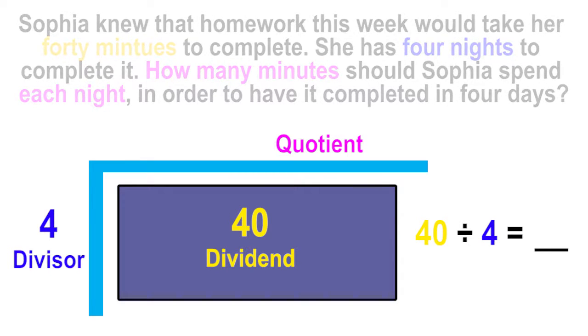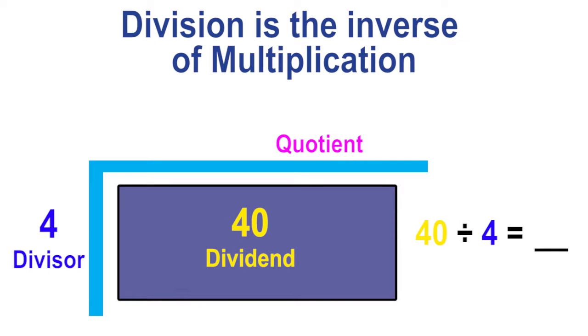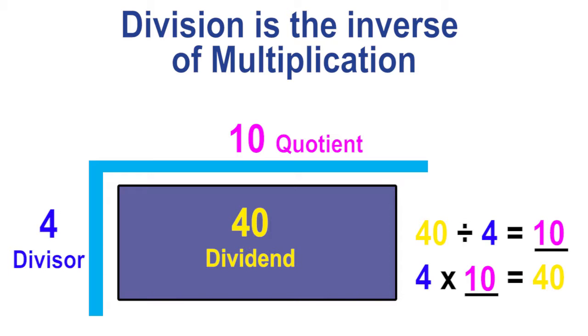How does knowing your multiplication facts help with division? Division is the inverse of multiplication, just like the relationship between addition and subtraction. The 3 numbers that make a multiplication equation also form a division equation. I can think of our problem of 40 divided by 4 equals what as 4 times what equals 40. That's an easy one because 4 tens makes 40, so our quotient, or answer, is 10. Sophia would spend 10 minutes each night to finish her homework.